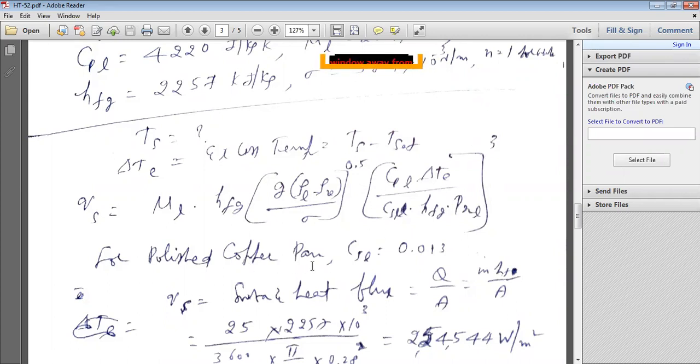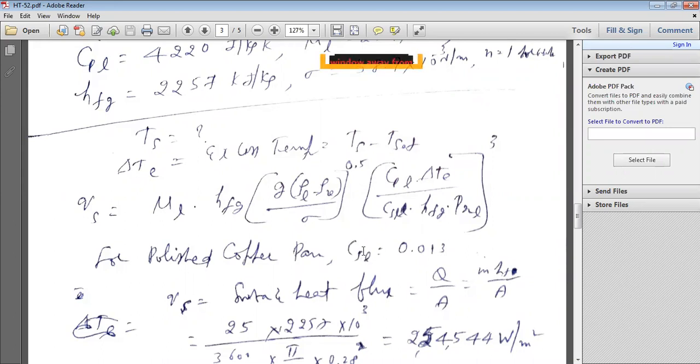For a polished copper pan, this is available from the heat and mass transfer data book. All of you listen very carefully. From the heat transfer data book, for a polished copper pan, the constant Csl, where S is for surface and L is for liquid, here water, is the constant for heat transfer from the surface to the liquid.